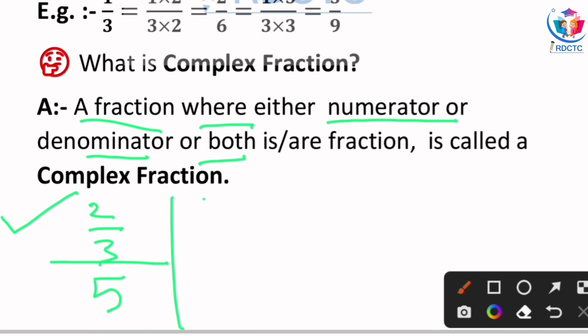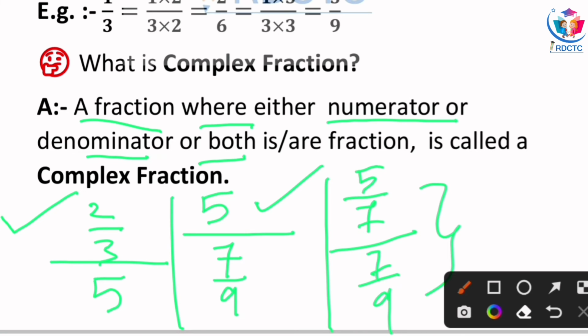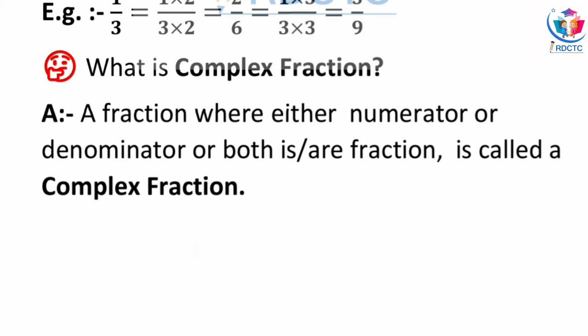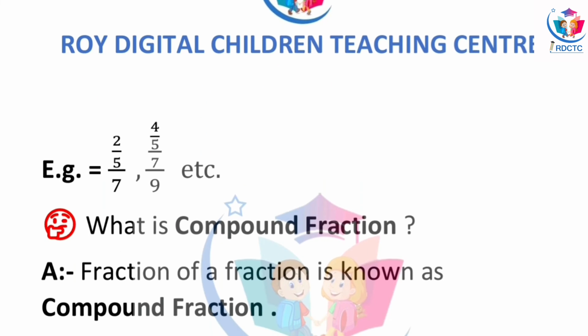Beside that, suppose 5 by 7 by 9. It is also a complex fraction. Next, suppose 5 by 7 by 7 by 9. It is also a complex fraction. Okay, now we can understand the complex fraction. It means the numerator or the denominator or both are fractions. That is why they are called complex fraction. It is quite complex. Okay.